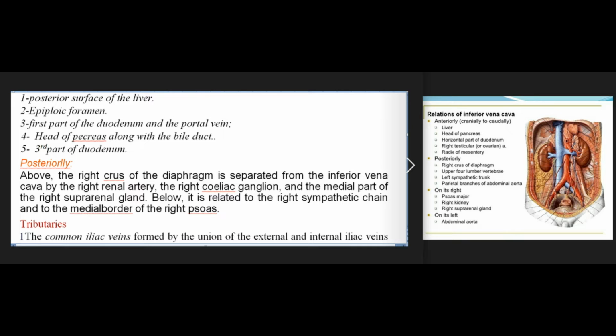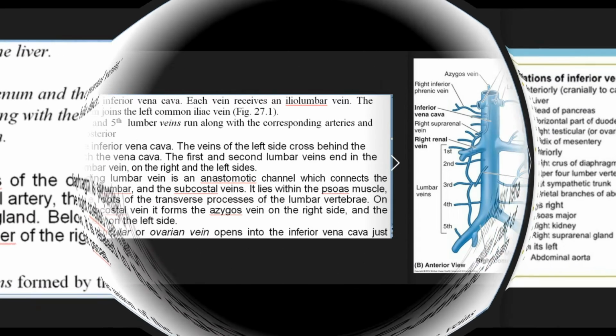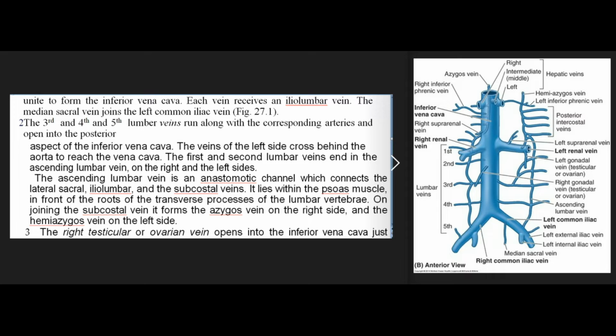Tributaries. 1. The common iliac veins, formed by the union of the external and internal iliac veins, unite to form the inferior vena cava. Each vein receives an iliolumbar vein. The median sacral vein joins the left common iliac vein. 2. The third, fourth and fifth lumbar veins run along with the corresponding arteries and open into the posterior aspect of the inferior vena cava. The veins of the left side cross behind the aorta to reach the vena cava.